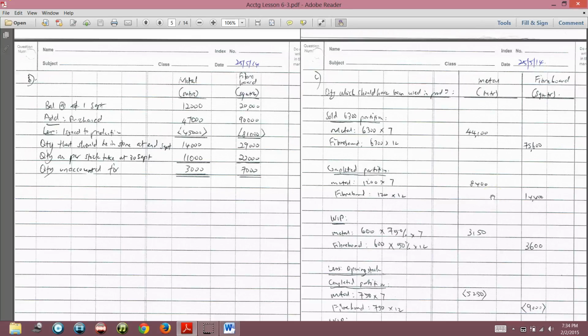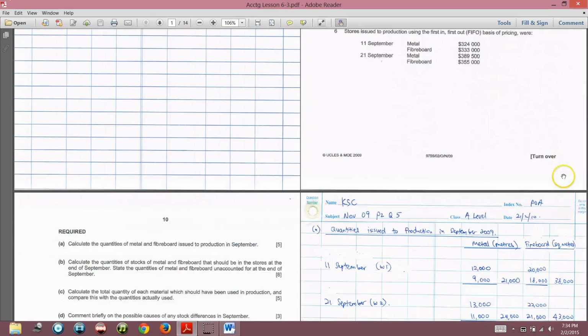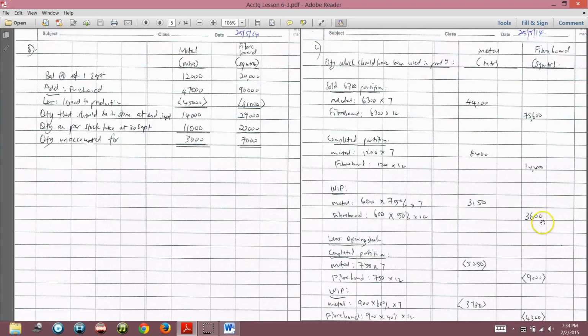And at the end of September, at 30 September, there were 1,200 units, as in note 1, of completed partition. For producing that stock of completed partition, I would have consumed, I say the stock of completed partition is 1,002 units, in order to produce this we would have needed to use 8,004 metal and 14,400 fiberboard.